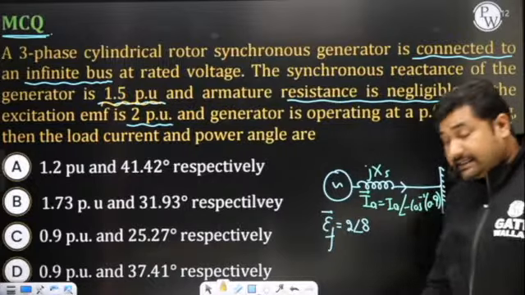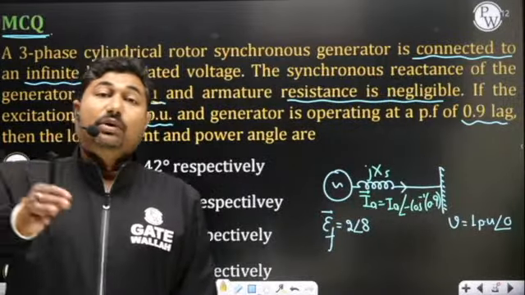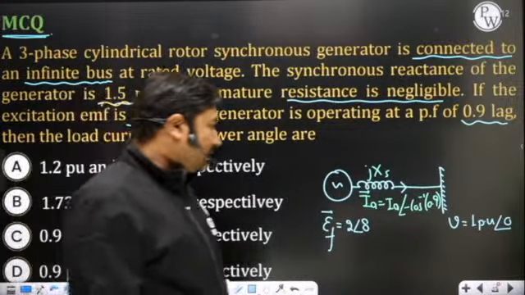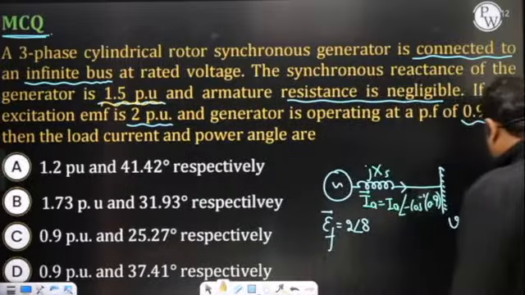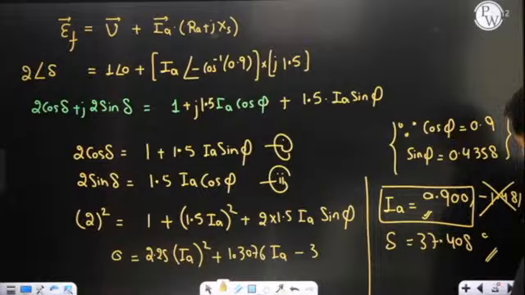Sometimes armature current is given to you, like if it is operating at rated condition, then only you need to find the load angle delta. So this type of question is sometimes asked, and you can go by the simple rules. Please see.